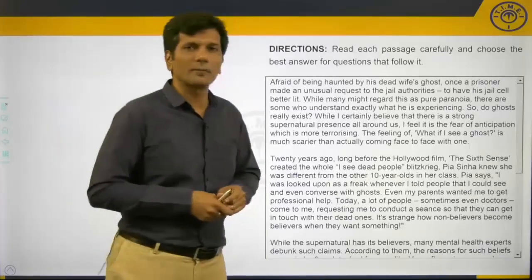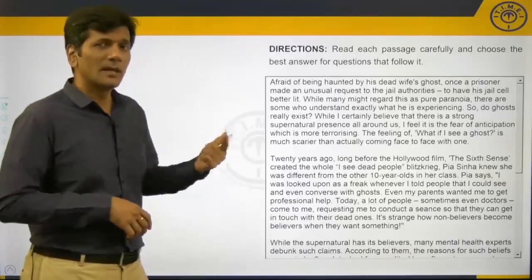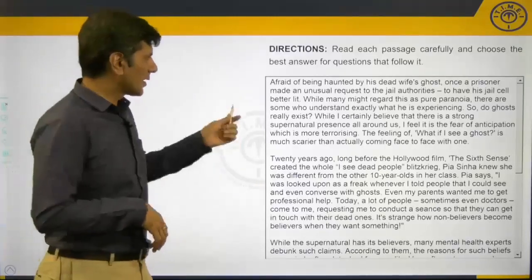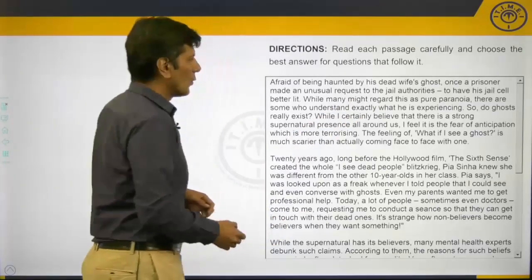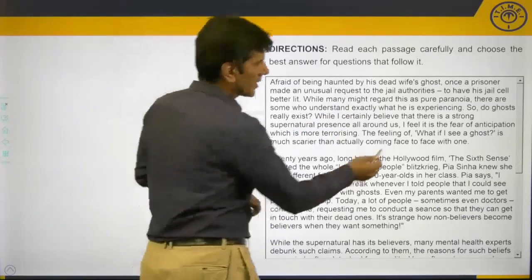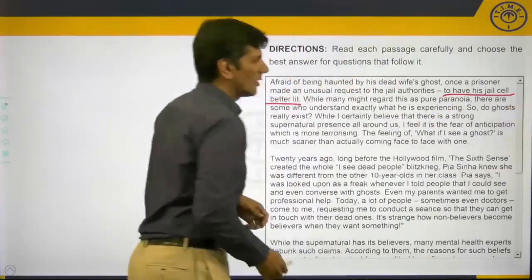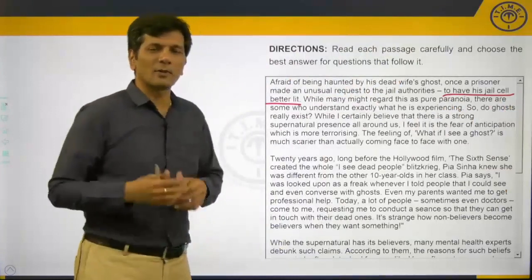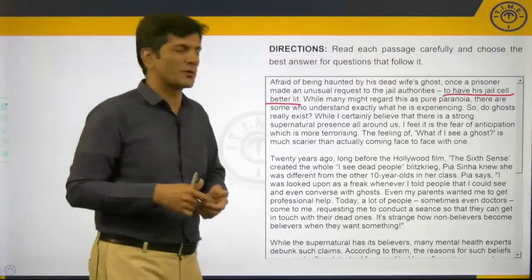So, let's take a look at this particular passage. We'll discuss the passage together, and then we'll take a look at the questions. Now it says, afraid of being haunted by his dead wife's ghost, once a prisoner made an unusual request to the jail authorities to have his jail cell better lit. Alright, so this looks like a beginning of a story. Let's see how this unfolds.